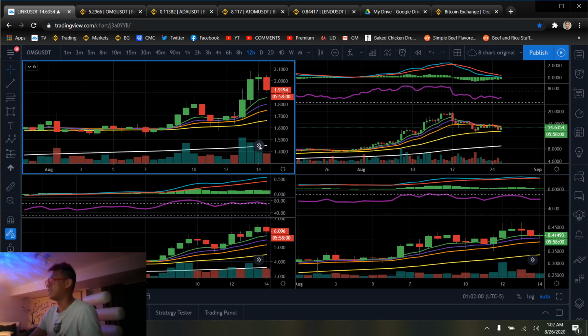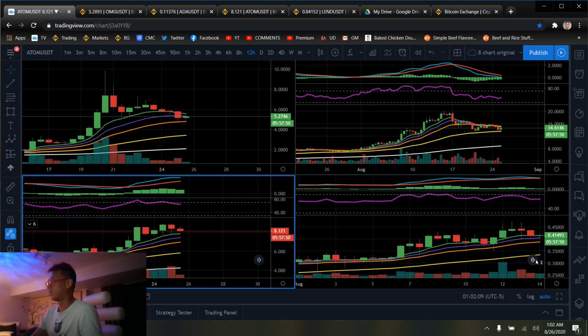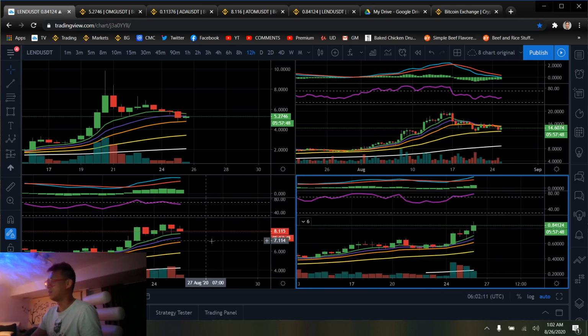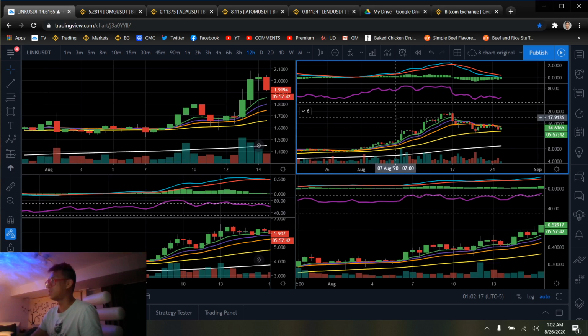But the thing about Link is that it steadily came down, right? It consolidated, came down, consolidated, came down, consolidated, came down, bounced. 55 EMA. And here you see Atom, right? Where it's behind these two phases.